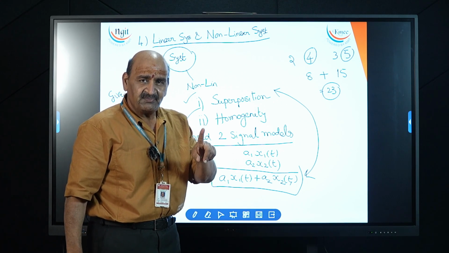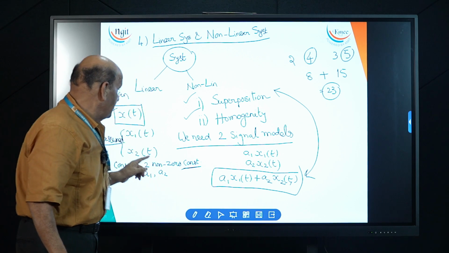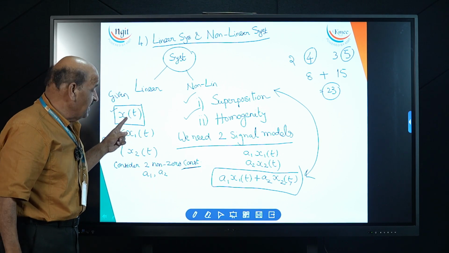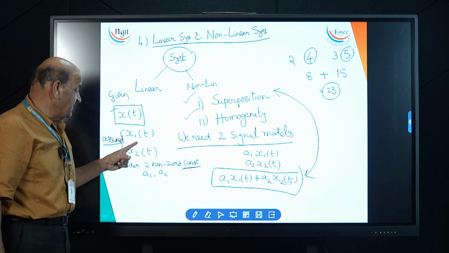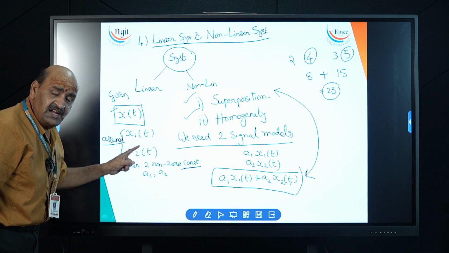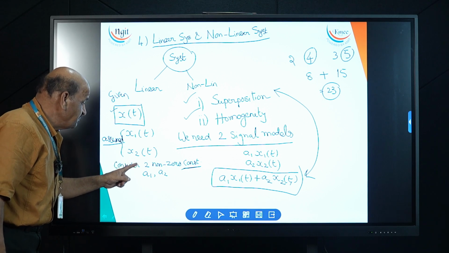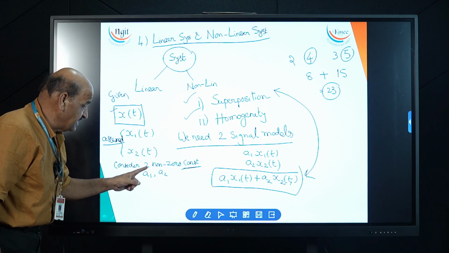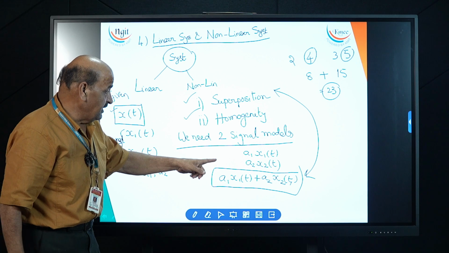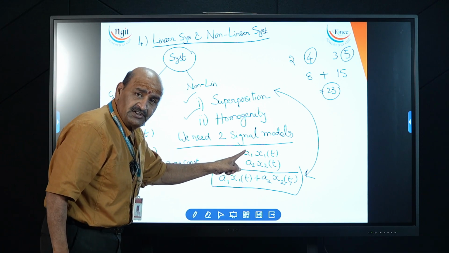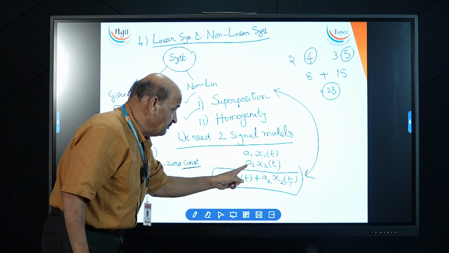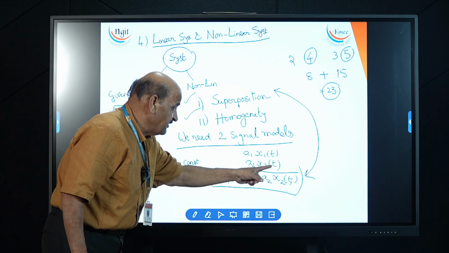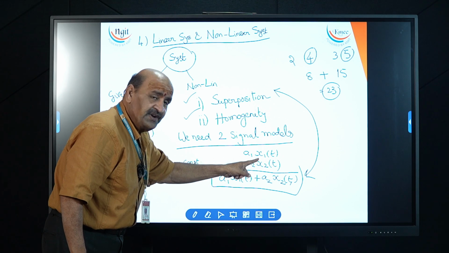Single number always. In the same way, when a signal x of t is given, we have to define two different signals, x1 of t, x2 of t. For each signal, we have to assume another two constants, a1 and a2. Here, multiply the constant with the first signal, a1 x1 of t. Second, multiply a2 with the second signal x2 of t. Now, it is a new signal.